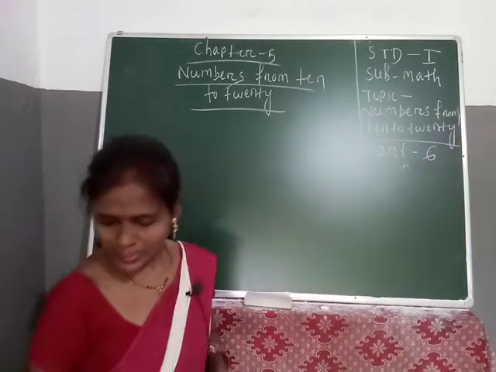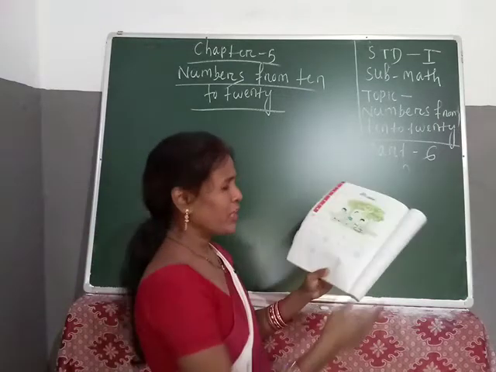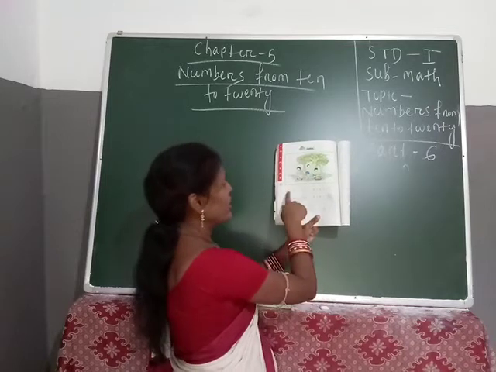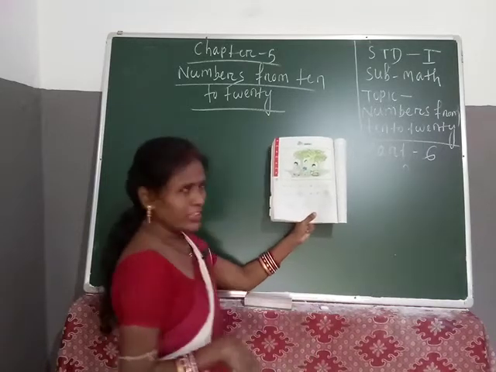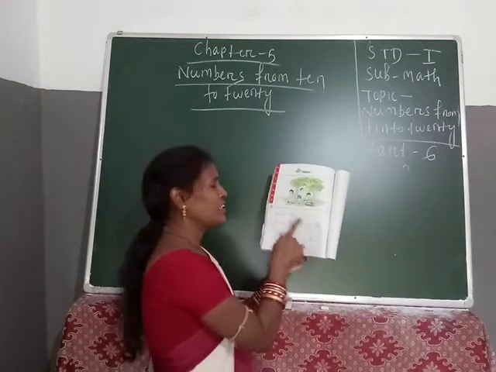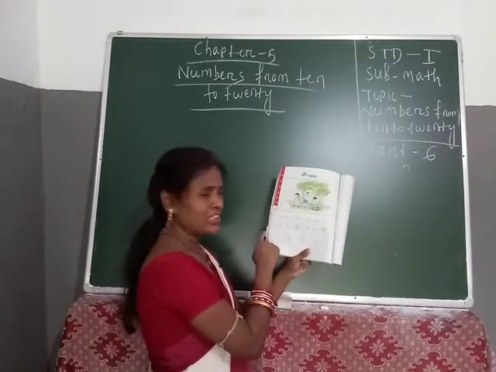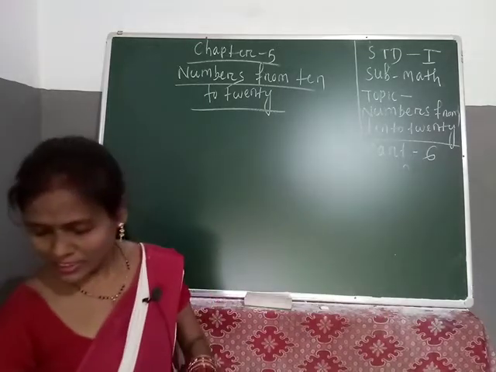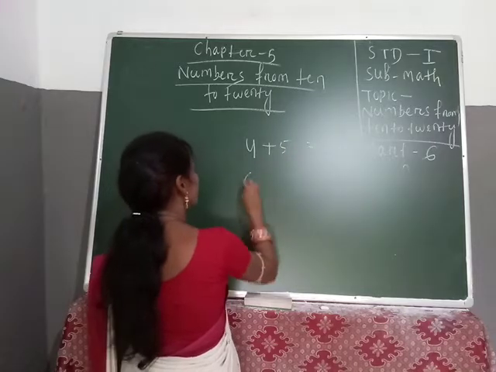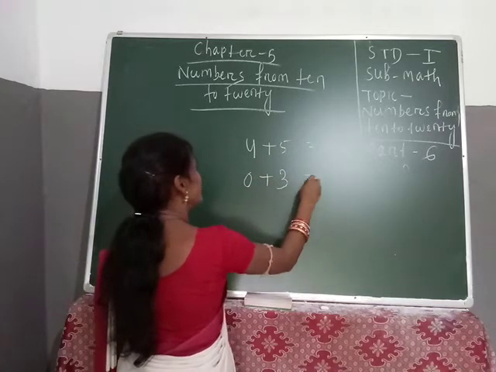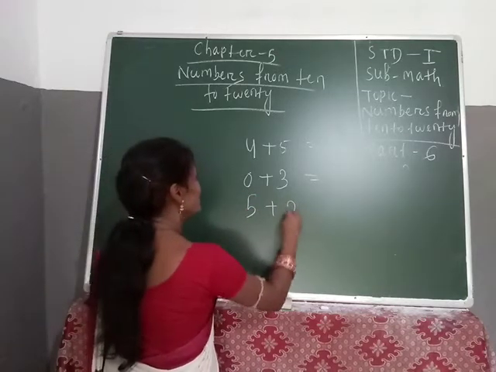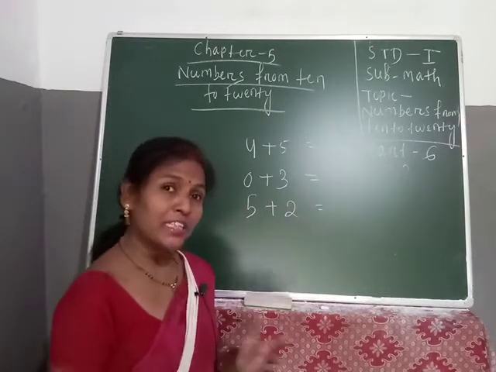Next we will see. Now students, look at your book, page number 84. Here some additions are given. I know you are all able to do 4 plus 5, next 0 plus 3, and 5 plus 2. Let us see how we will do it. Same thing. Here we put 4 lines and here 5 lines.